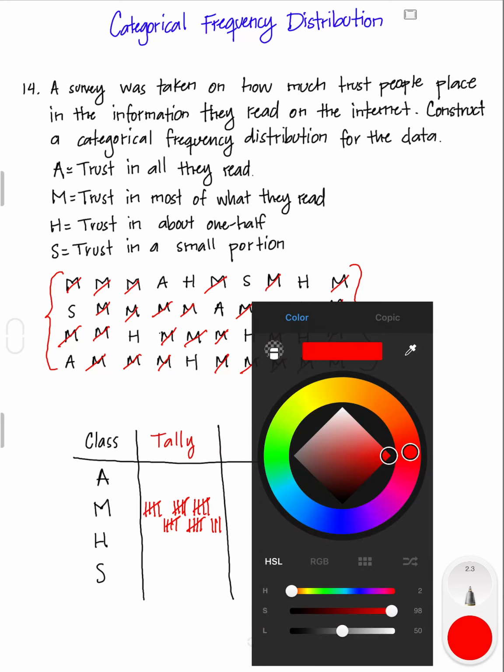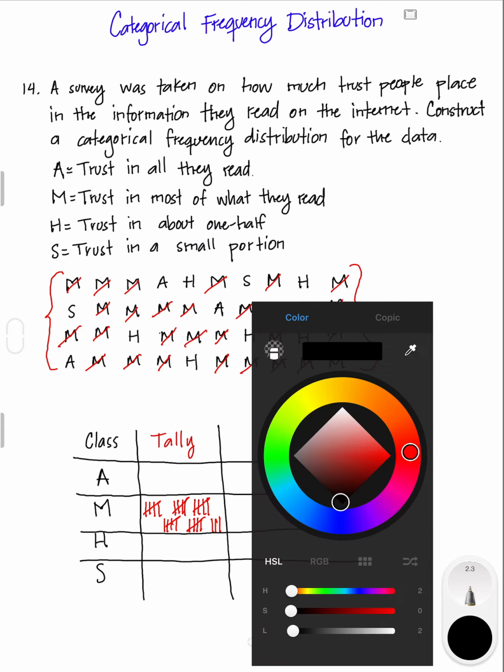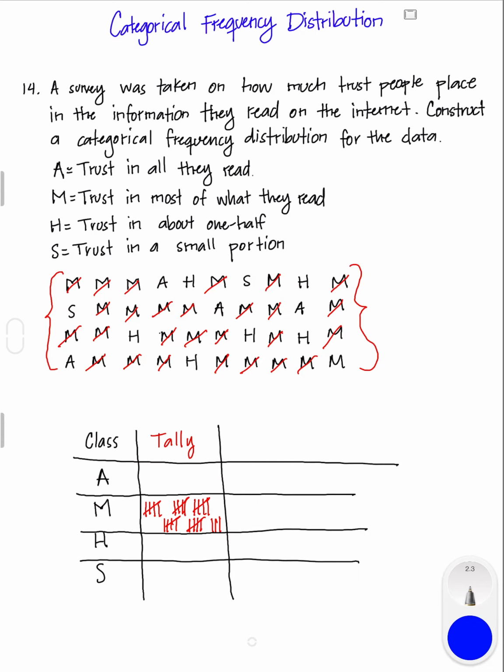There's a lot of people who say that they trust in most of what they read on the internet. What I'm going to do as well is separate each of the classes with a line, just so I don't get mixed up with H and M. There. Okay. Now let's go ahead and see. I'm going to change the color for A. I'm going to set it as blue. Let's see how many A's we have.